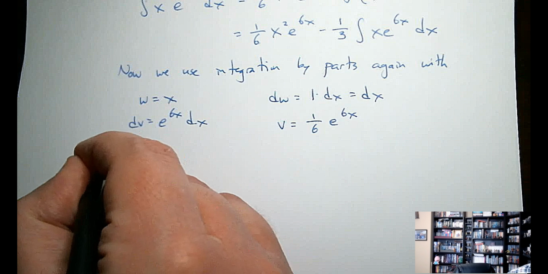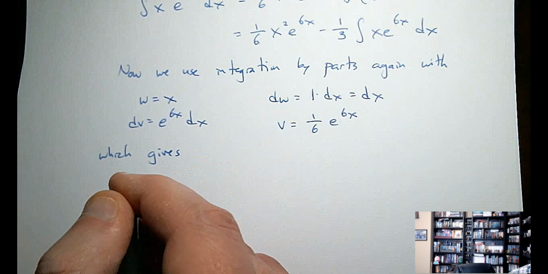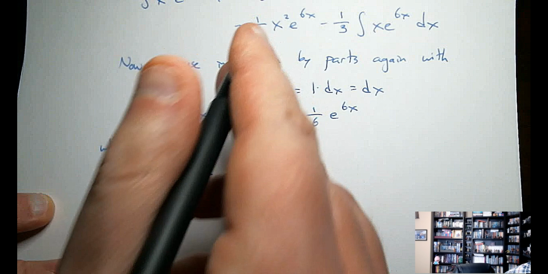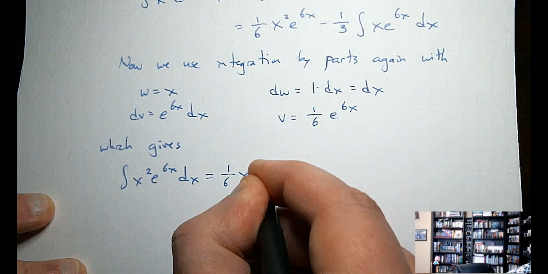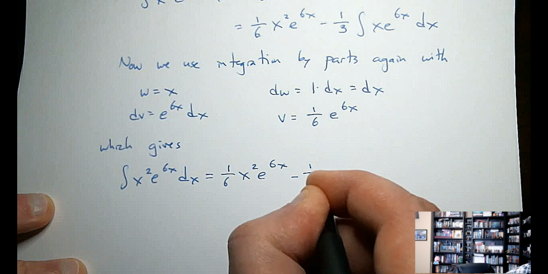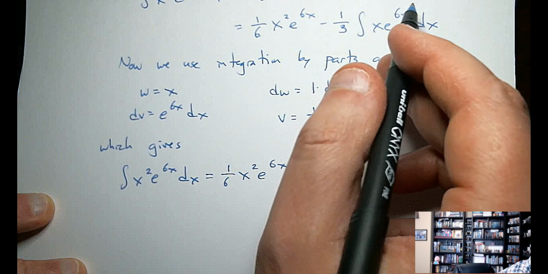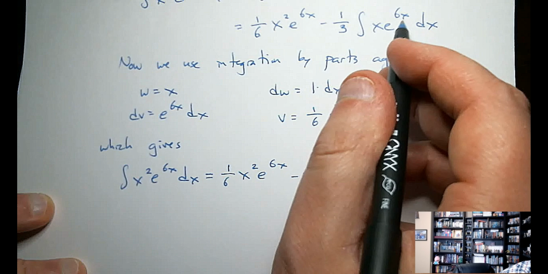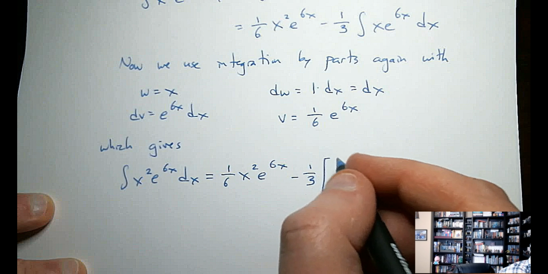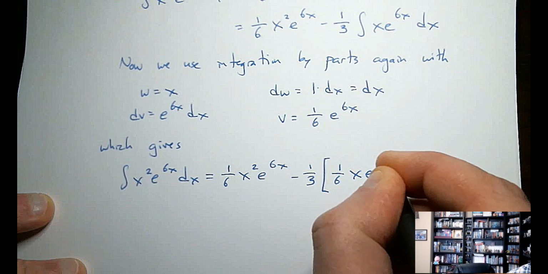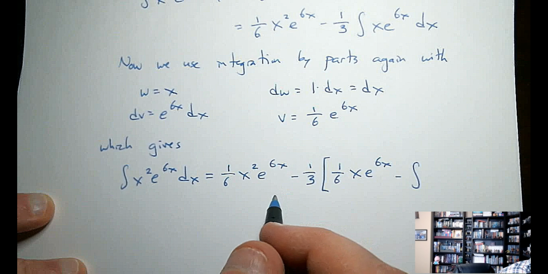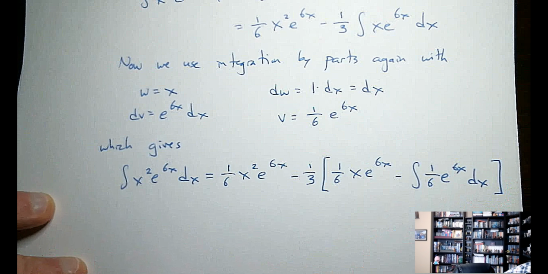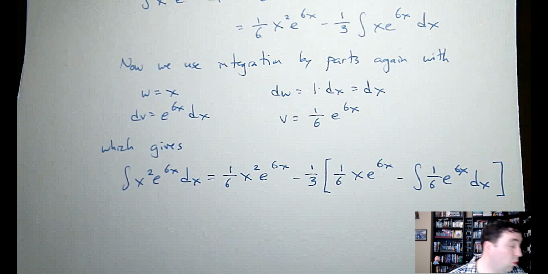So this gives the original integral now equal to, well, the first term, the 1/6 x squared e to the 6x, that just carries over, minus 1/3 times the integral that we're now going to replace. That's what we're applying the integration by parts formula to. So that integral of x times e to the 6x again becomes v times w, 1/6 times x times e to the 6x, minus the integral of v dw, which in this case is just 1/6 e to the 6x times dx. And just like we saw in the first example today, now that is something we can go ahead and integrate.